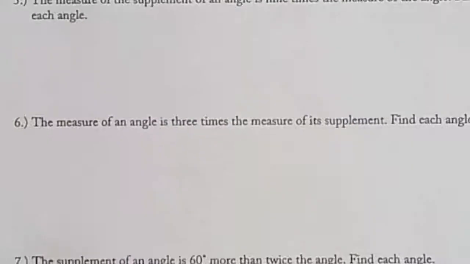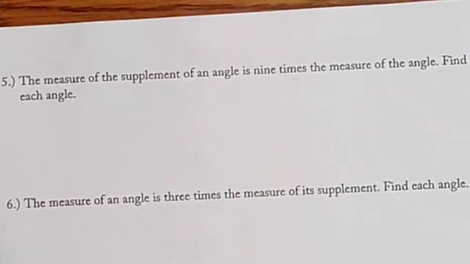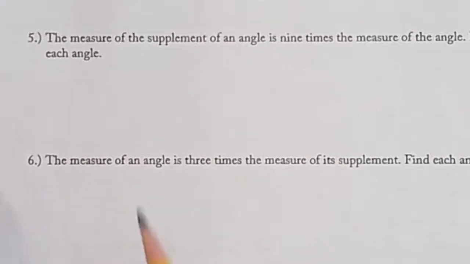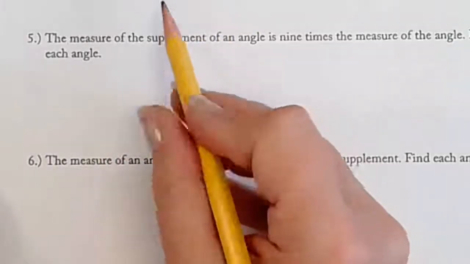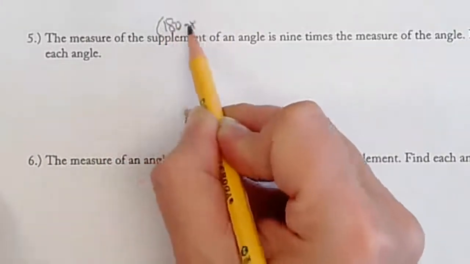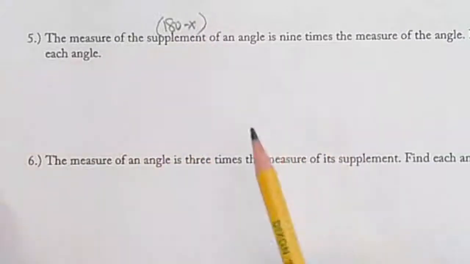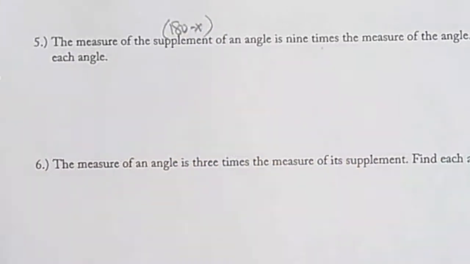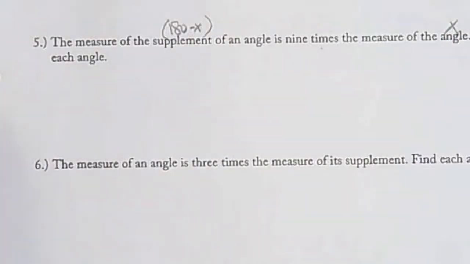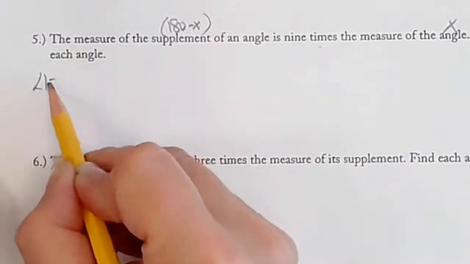Measure of the supplement. It's 180 minus x. Of an angle is 9 times the measure of the angle. Wow. And the angle is x. So here, angle 1, and that's x. My angle 2, and that's the supplement, and that's 180 minus x. Find the measure of each angle, so I set myself up for that.